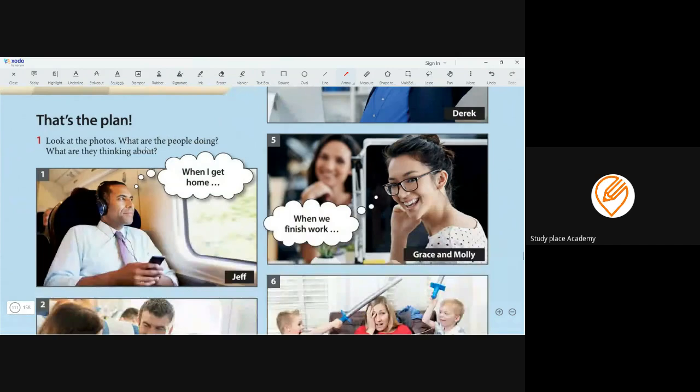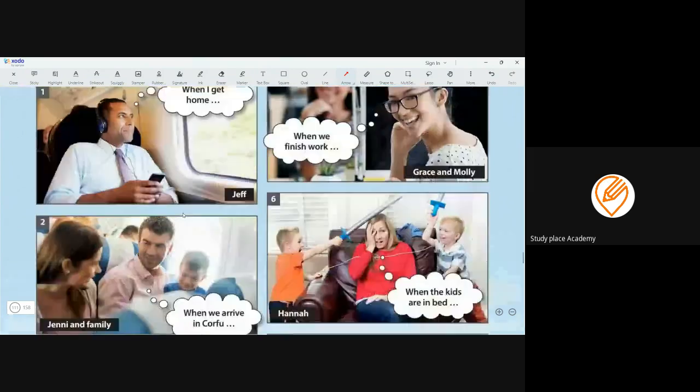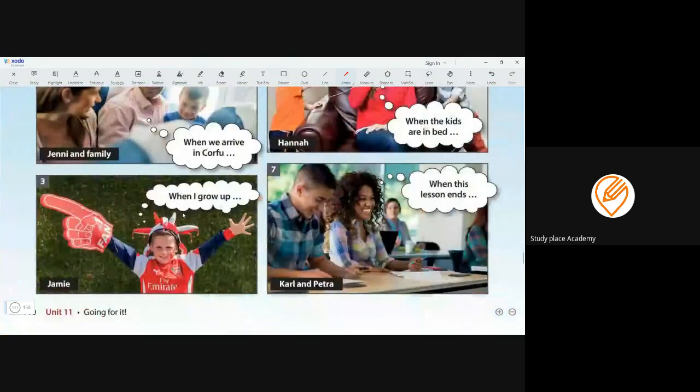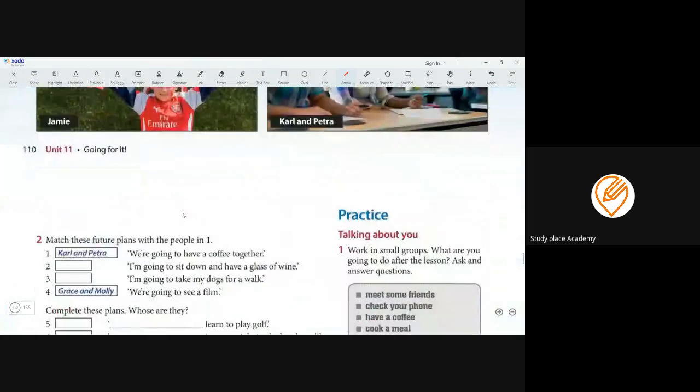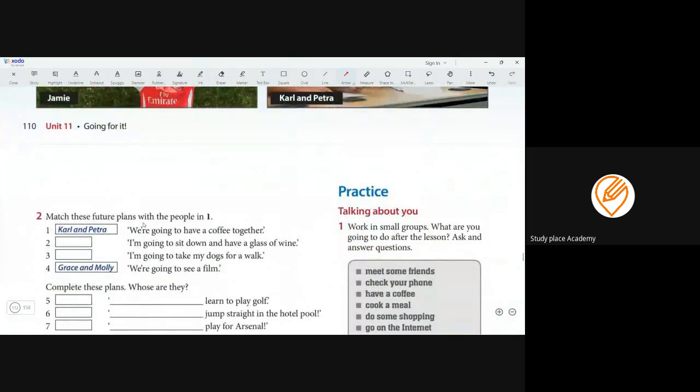So that's the plan. Look at the photos. What are the people doing? What are they thinking about? Okay. So here we are going to make a sentence. How many photos do we have? We have 7 photos, and we also have exercise number 2. Match these future plans with people in one.